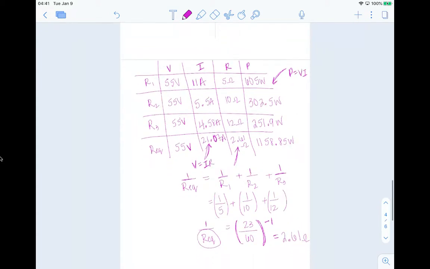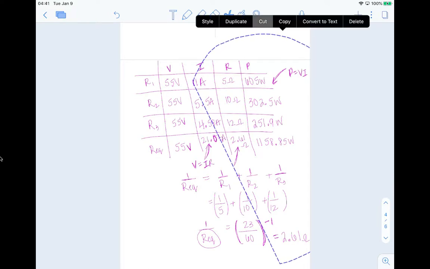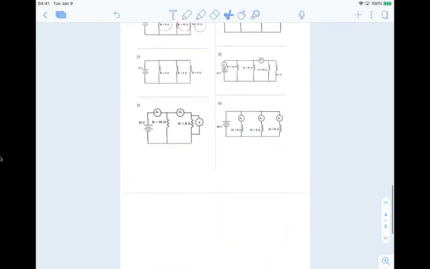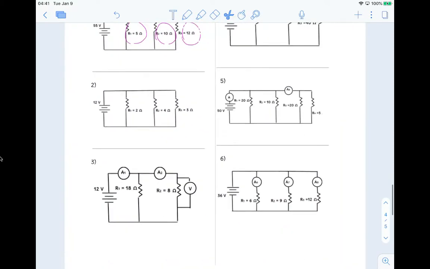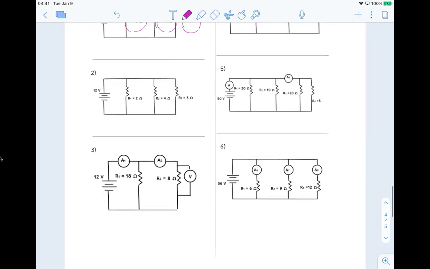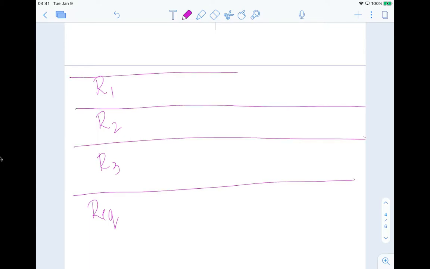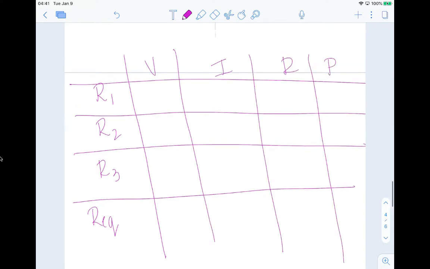Okay. If we now go back, whoops, I want to get rid of the entire thing. If we go back and look at number 2, the only difference here is that we have some new values. So let's go ahead and solve for those. Again, we're going to create our chart. Each one of these questions, you should have created your own chart for. VIRP. We can go through and add in what we have.